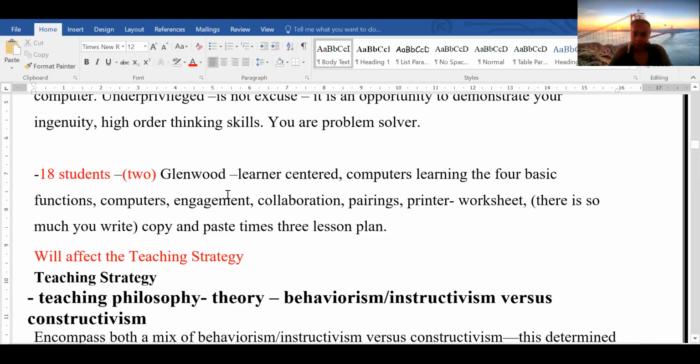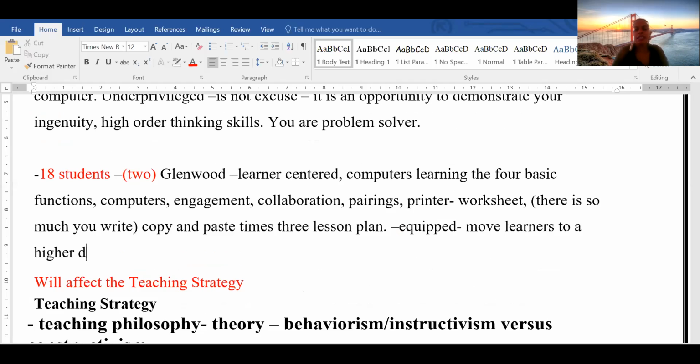Then here is situation 2, where the learners are in a school that is more equipped, but that is not an excuse again to say that there is nothing for you to do. This is an opportunity for you now to move learners to a higher dimension. Demonstrate how you can actually enjoy teaching such learners who have the ability.